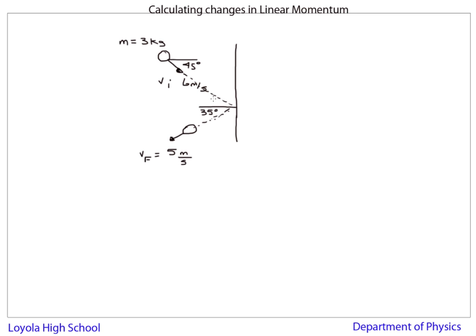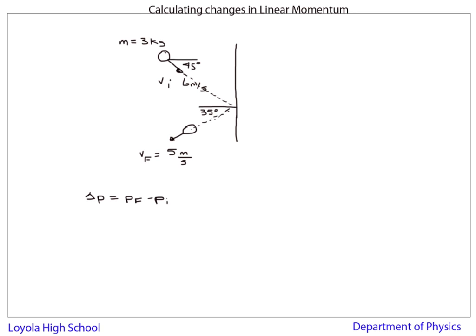Normally, these two angles should be equal, angle of incidence and angle of reflection, but because of some English or spin on the ball or something like that, the angle changes. At any rate, we want to find the change in linear momentum. So the change in linear momentum is relatively simple. It's delta p, and changes are always final minus initial.